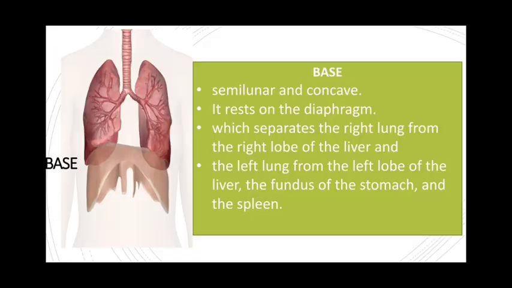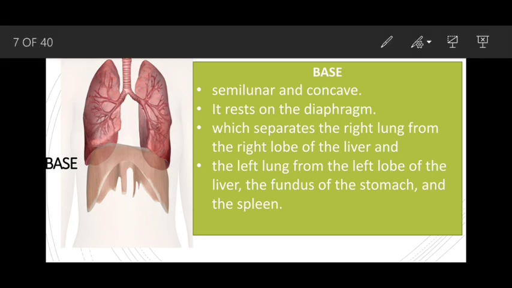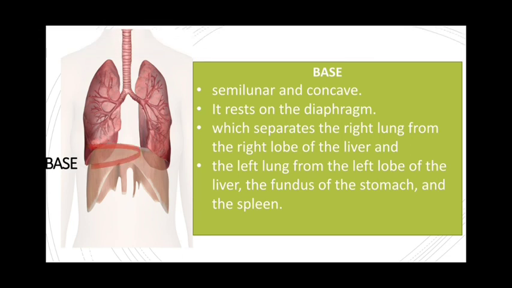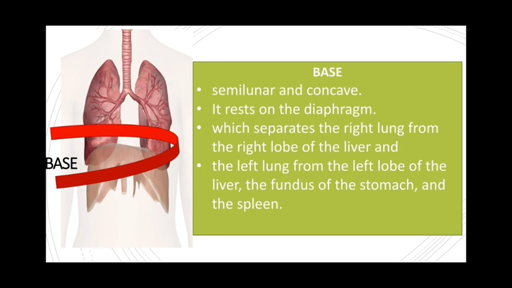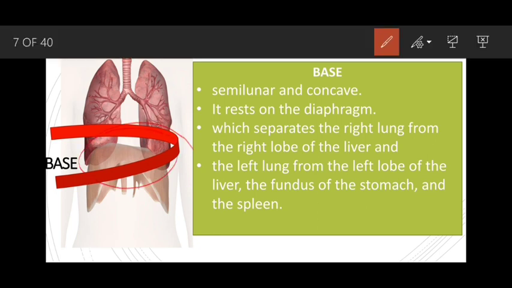The base is semilunar and concave. It rests on the diaphragm, which separates the right lung from the right lobe of the liver, and the left lung from the left lobe of the liver, the fundus of the stomach, and the spleen. So this area is known as the base. On the right side it is related to the right lobe of the liver, and on the left side to the left lobe of the liver, the fundus of the stomach, and the spleen.